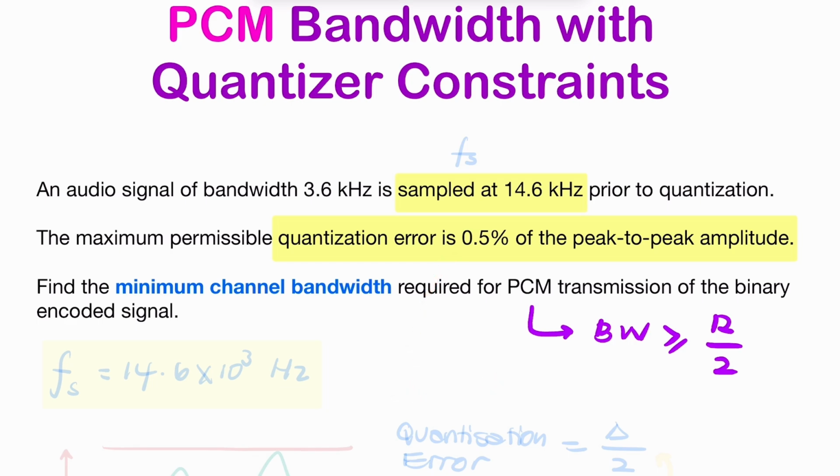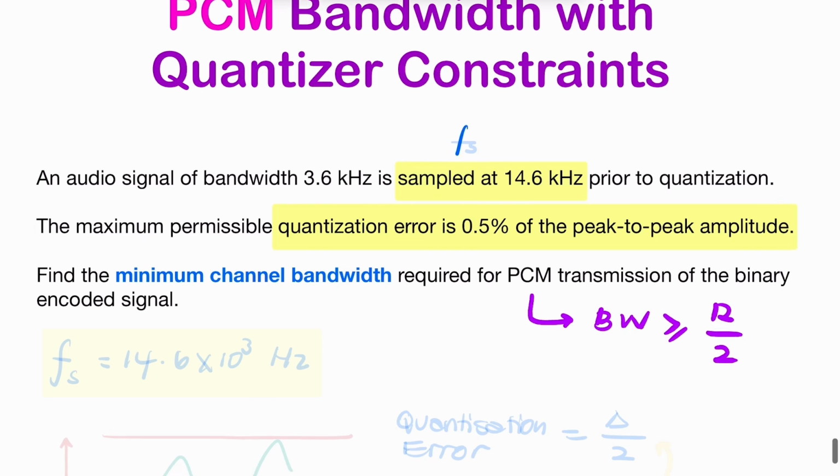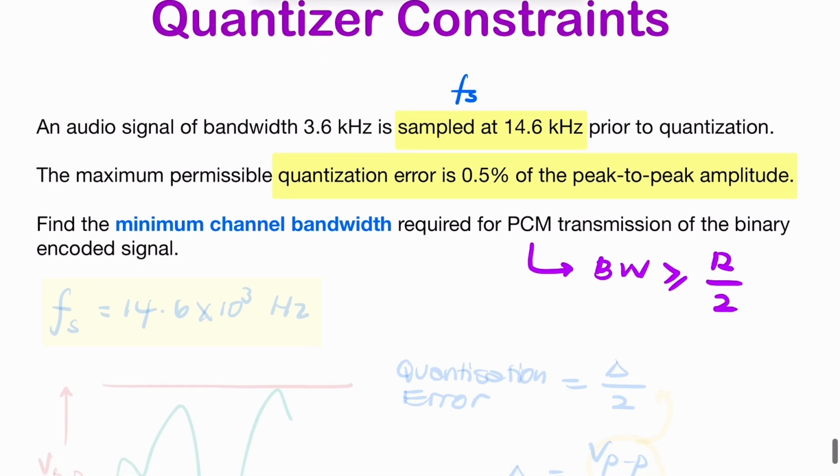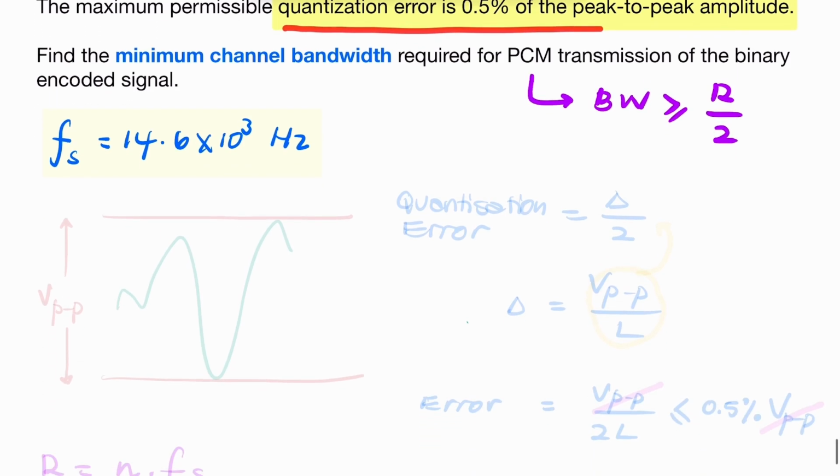So let's write down what we know. We know the sample rate is 14.6. What we need to find is the bit depth, that is n. So how would we start?